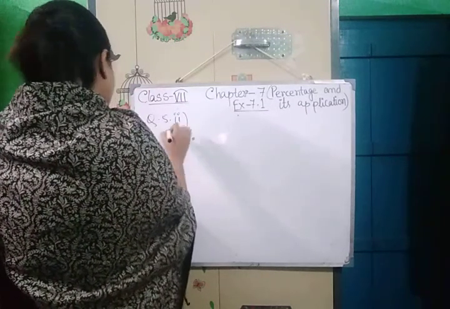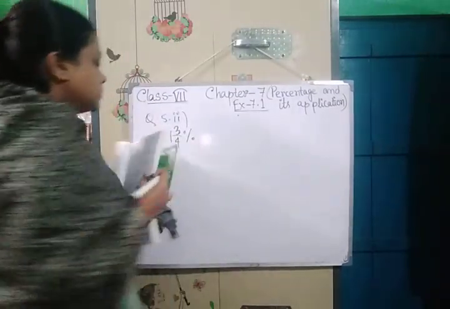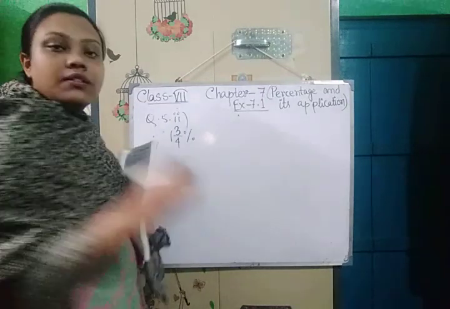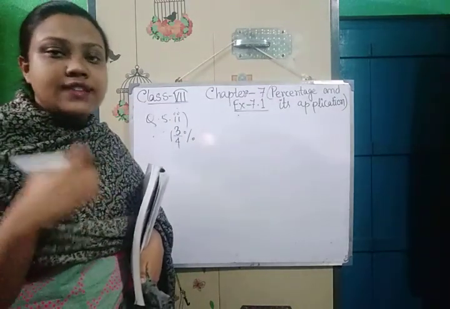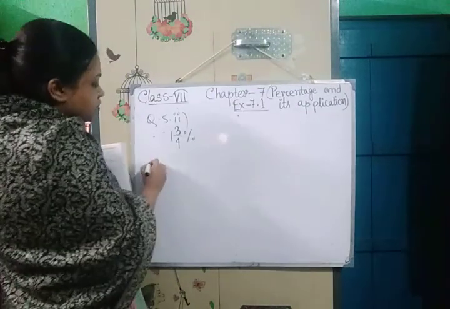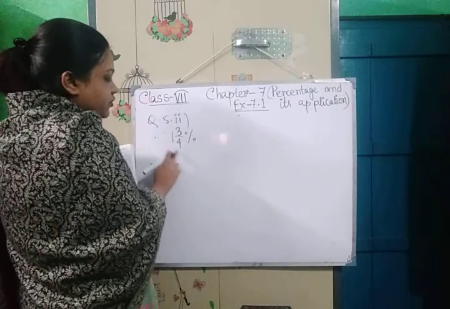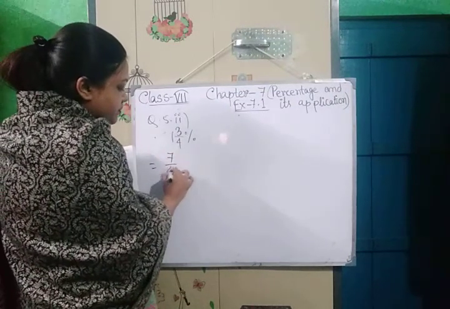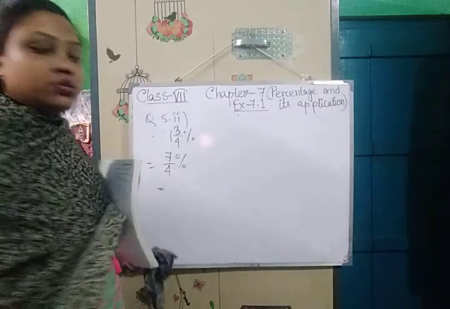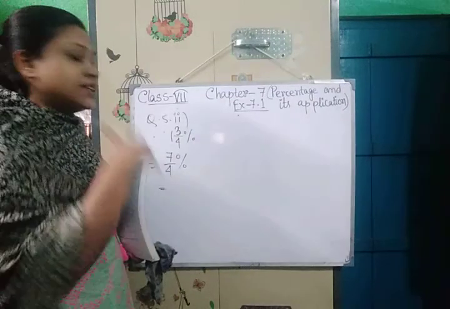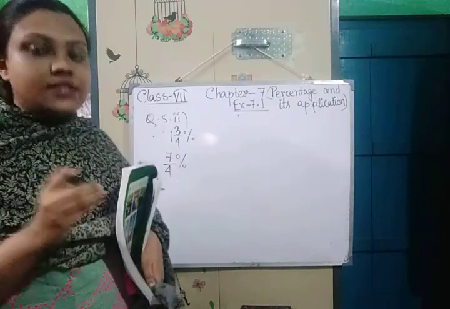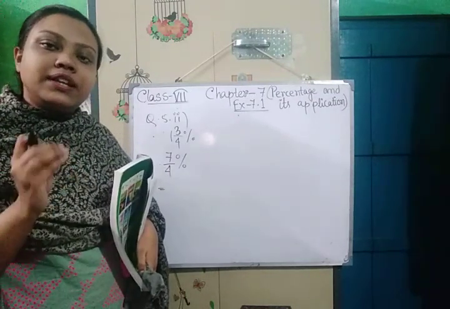So we have to convert it to ratio. Same process as how to convert it to fraction. First we will do that process. First we will convert it to an improper fraction. 4 ones are 4 plus 3, 7 by 4%. Now how to convert percentage to fraction? By dividing it by 100. That means we have to omit the percentage sign by dividing it by 100.